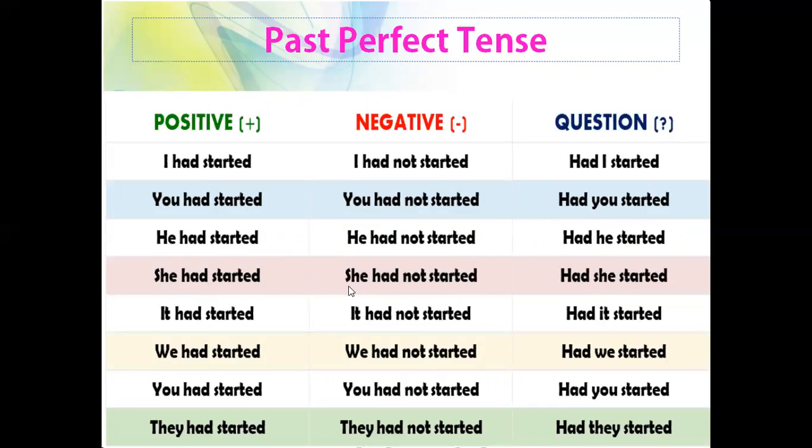She had started. She had not started. Had she started? It had started. It had not started. Had it started? We had started. We had not started. Had we started? You had started. You had not started. Had you started? They had started. They had not started. Had they started?